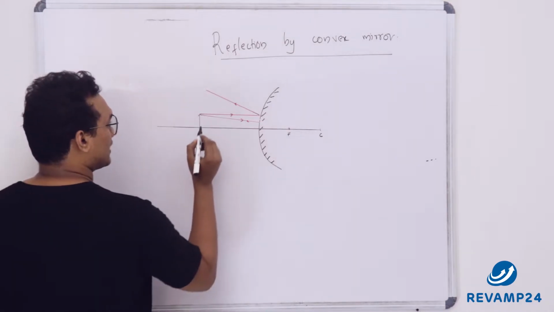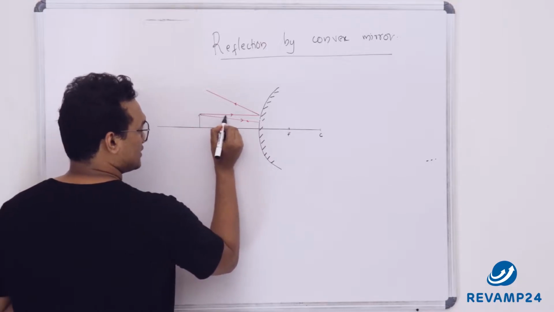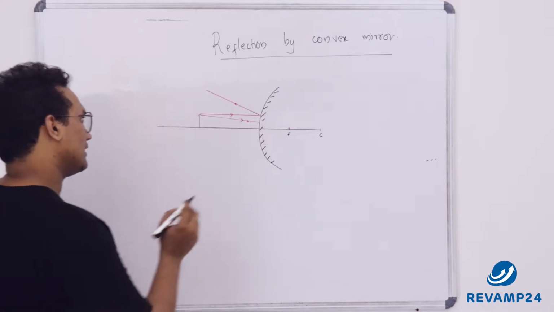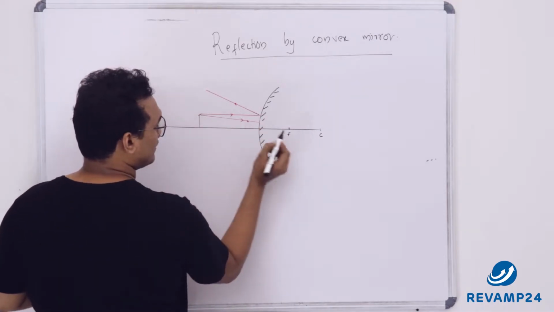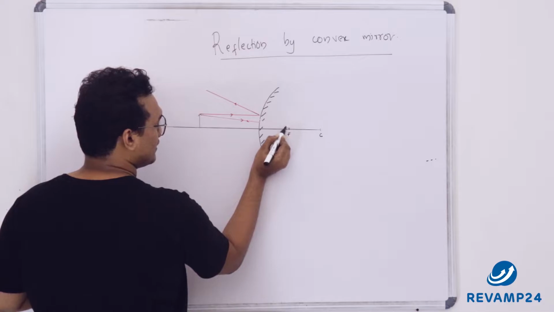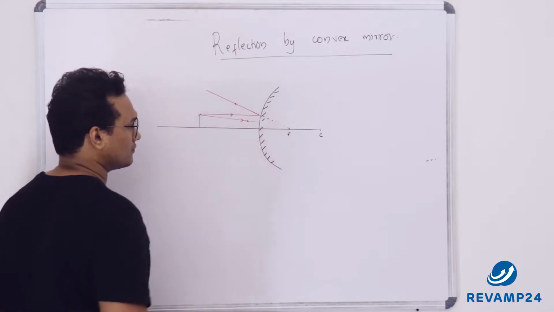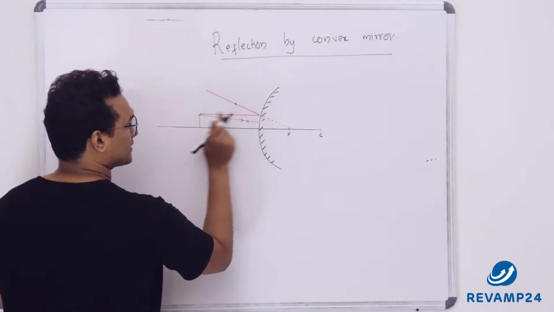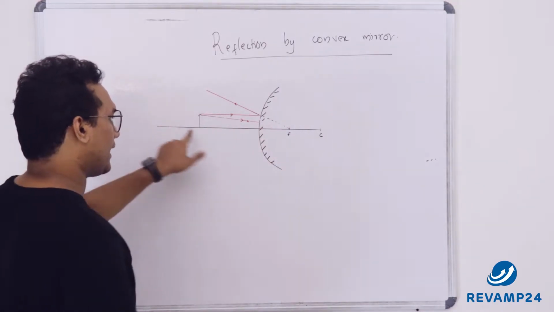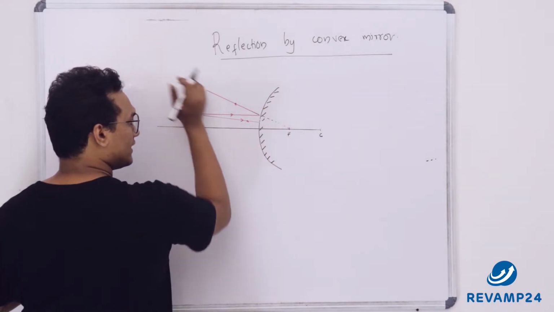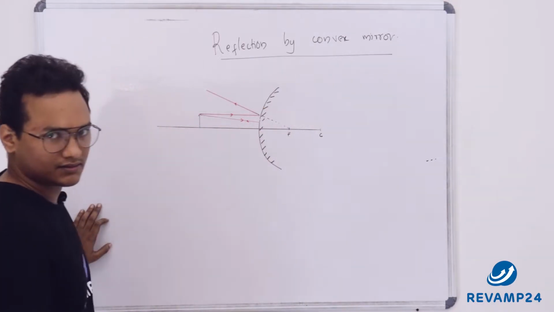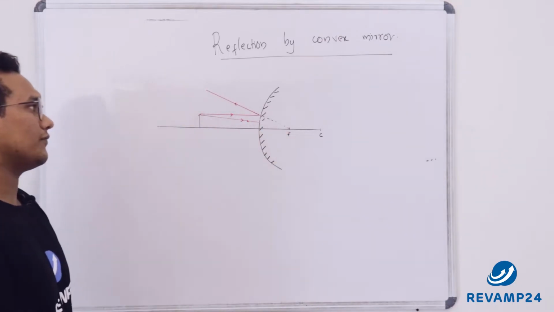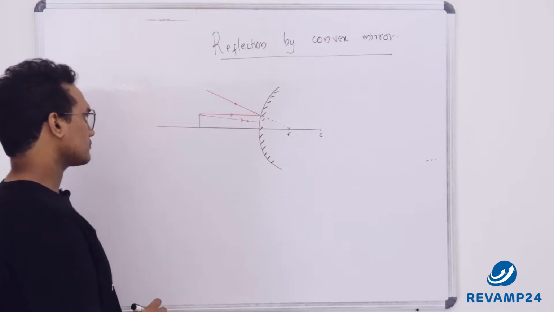Now the next ray I am considering is the ray which is passing parallel to the principal axis. After reflection, that would go in a direction which is supposed to come from the focus, because we know in the case of a convex mirror, after reflection the incident ray parallel to the principal axis would go in a direction that is along the focus. Here it is supposed to go, it seems to go away from the focus.